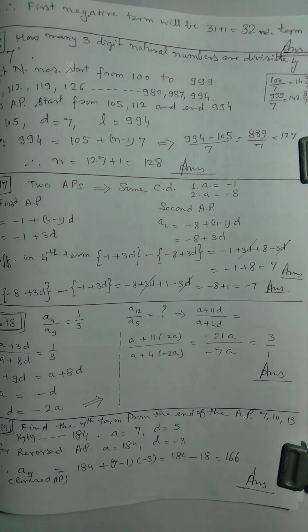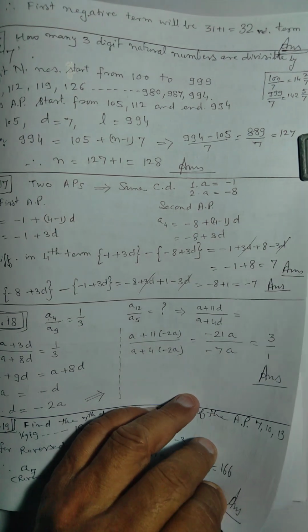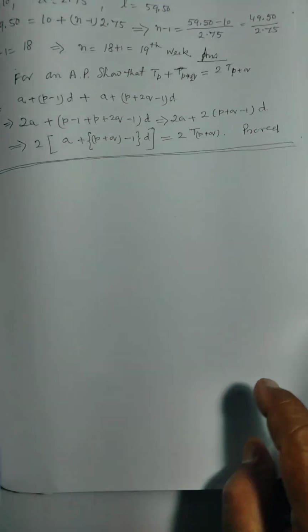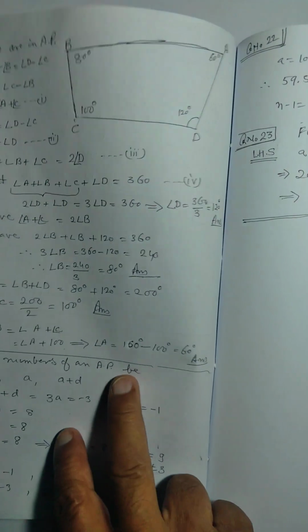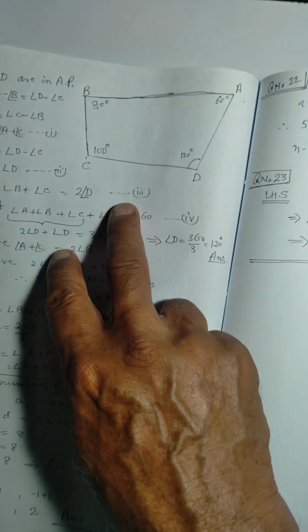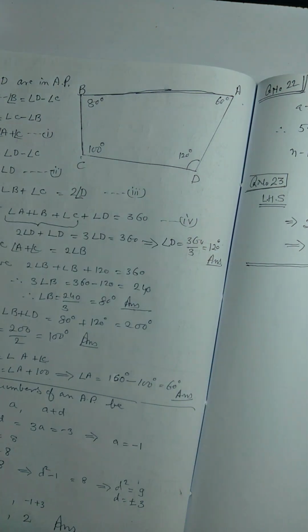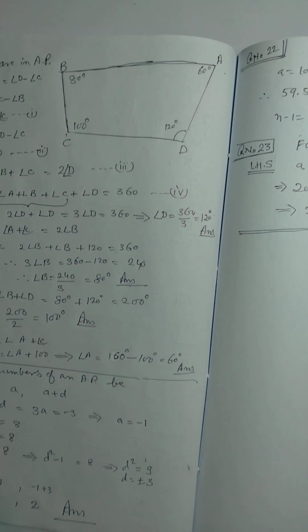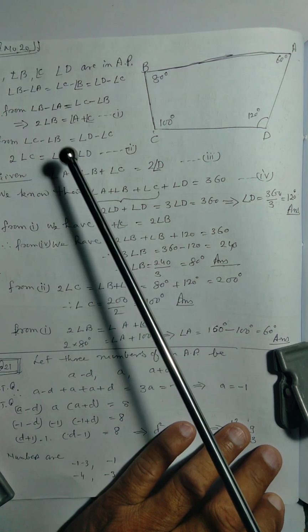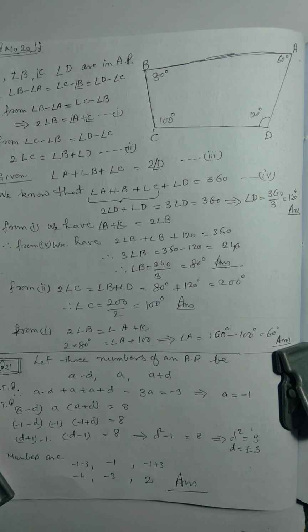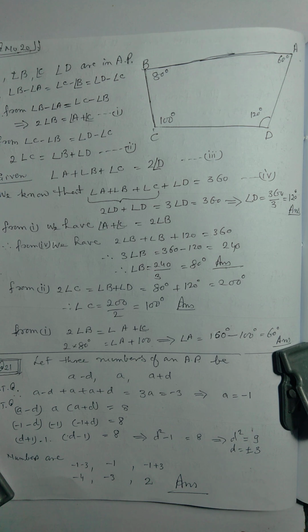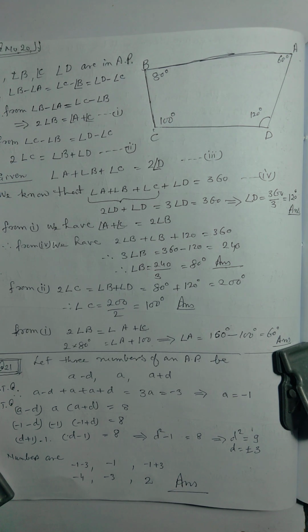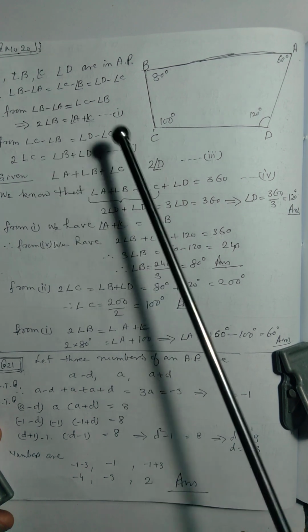Now proceed to the question number 20. Let us start question number 20. You see, the question number 20 states that the four angles of the quadrilateral form an AP. If the sum of the first three angles is twice the fourth angle, then find all angles of the quadrilateral. You see, I have drawn the figure.